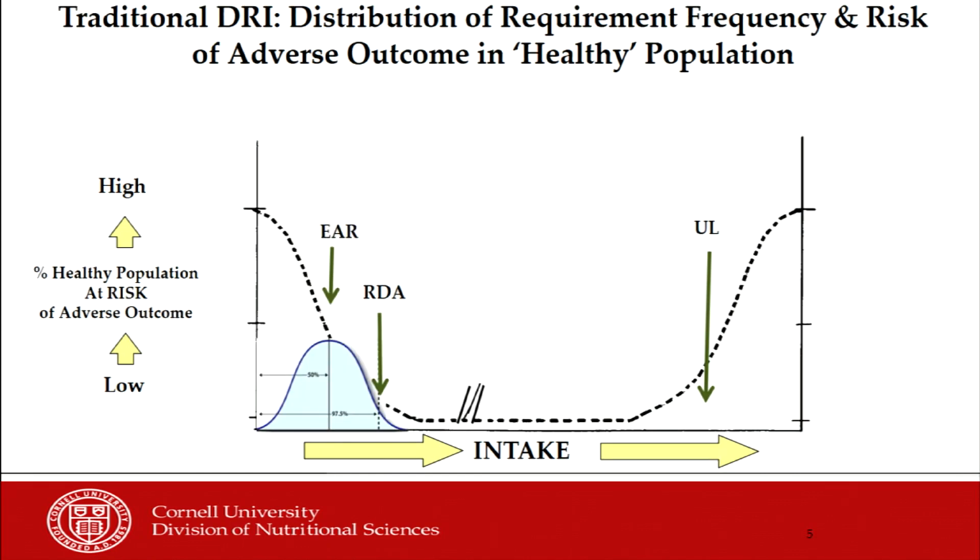Nested within this, and another way of looking at this distribution, is the U-shaped curve that you see nested, where the estimated average requirement meets the needs of 50% of the population, and the RDA meets the needs of 97.5% of the population. And I think it's important to think about this framing in terms of how these distributions relate to each other.